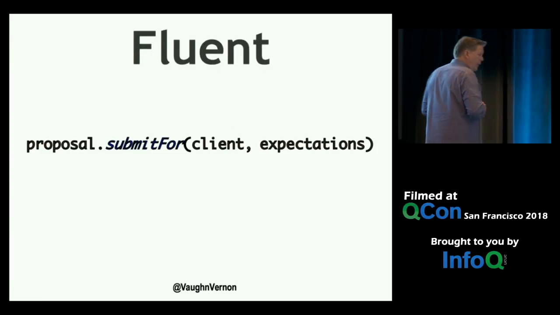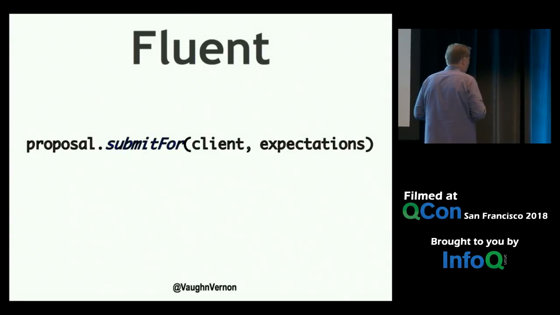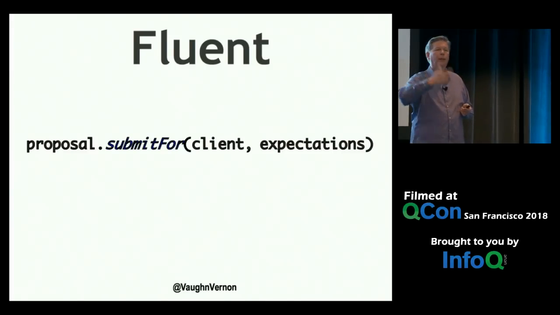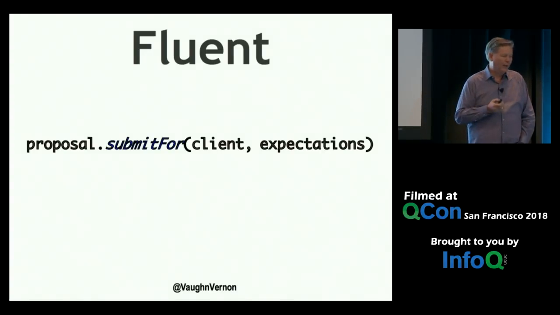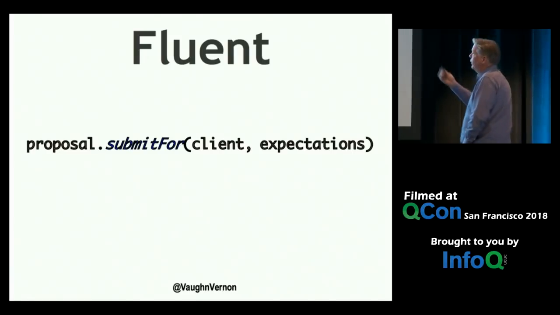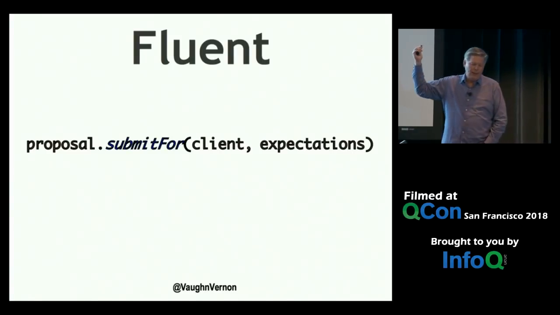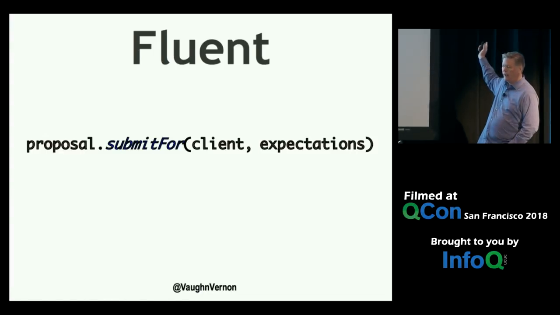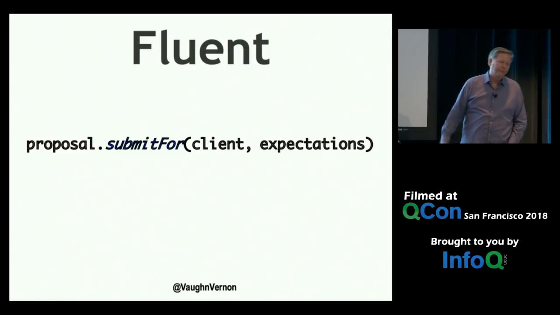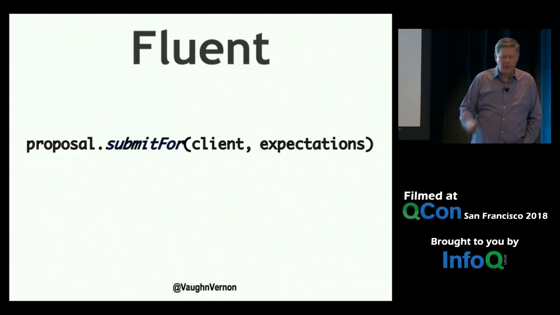Okay, so it's Fluent. We can say proposal.submit for client expectations. Don't you just like how that rolls off my tongue? Maybe if you just said it under your breath, you go, wow, that says it all, doesn't it? It's a proposal submitted for client expectations. Yeah, everybody knows exactly what we're doing, right? So that's Fluent. And notice, I tweeted about this last night. There's no semicolon in this language. That's a trick. There is. It's Java, but I've put the semicolon on column 192. So, yeah, I'm emulating a semicolonless language.